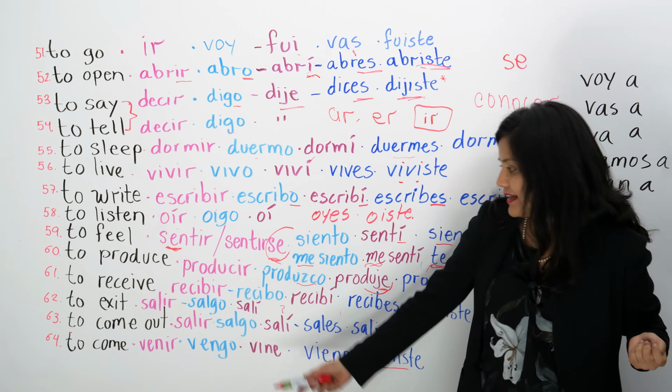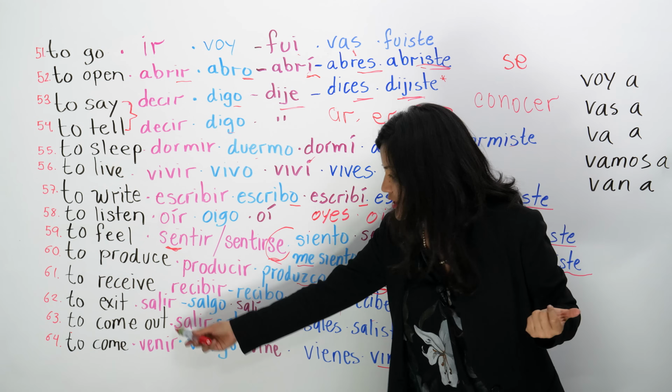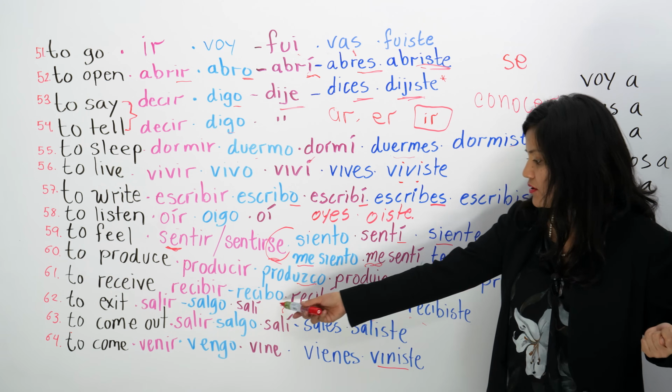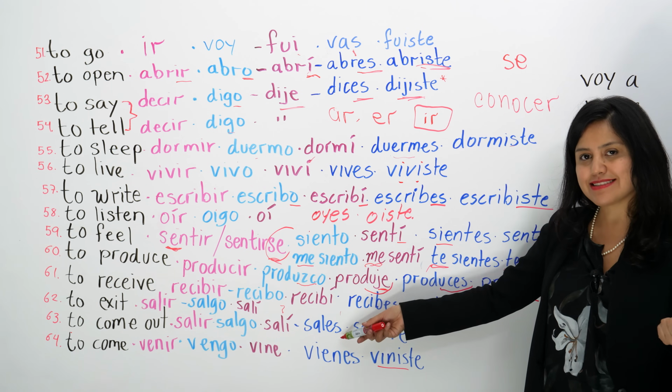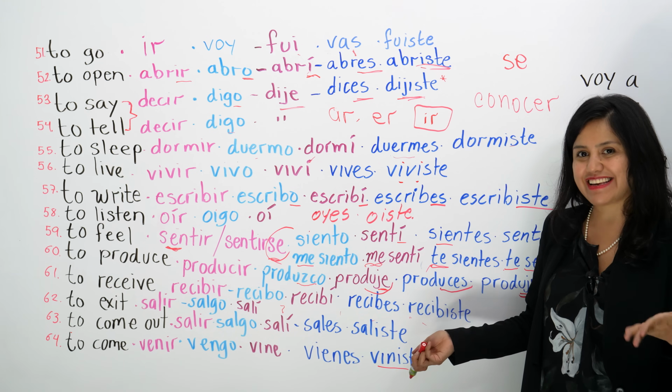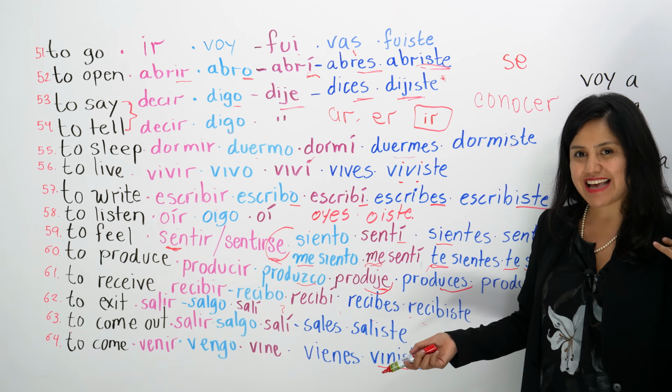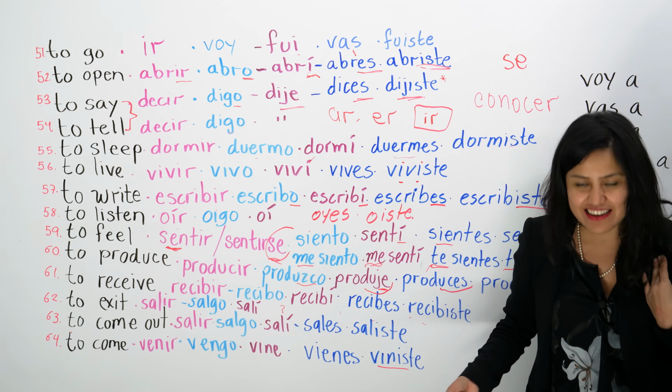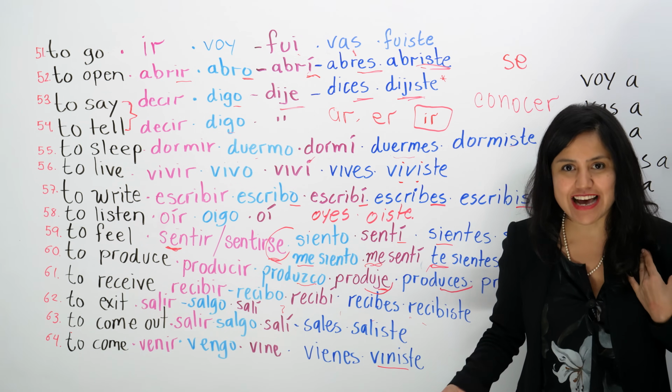To come out, the same. Salir. I just wrote it twice, but it's the same. Yo salgo, yo salí. Tú sales, tú saliste. En el pasado, saliste. En el presente, sales. En el pasado, yo salí. En el presente, yo salgo.